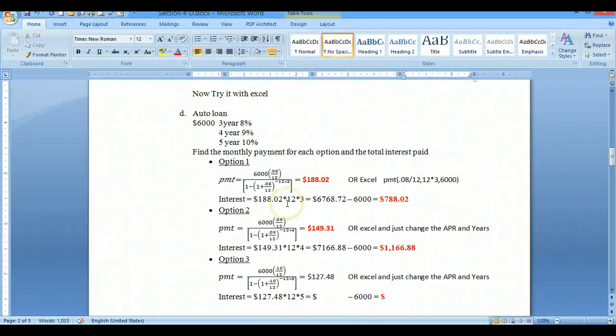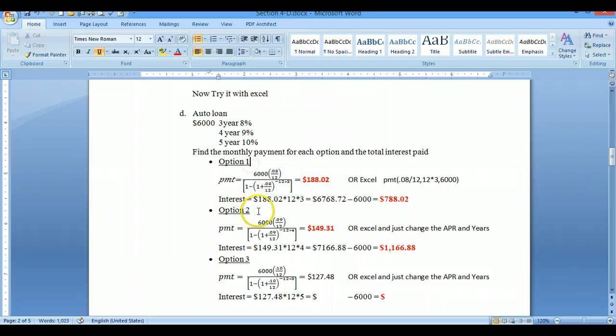All right, let's move to the next one, an auto loan. This auto loan is for $6,000, and we're going to compare 3 different loans. We could do a 3-year loan at 8%, a 4-year loan at 9%, or a 5-year loan at 10%. So the first thing we want to do is find the monthly payment for each of the options, and then we're going to just compare the total interest paid at the end of the 3 years, 4 years and the 5 years, and just see which one ends up being the better deal.